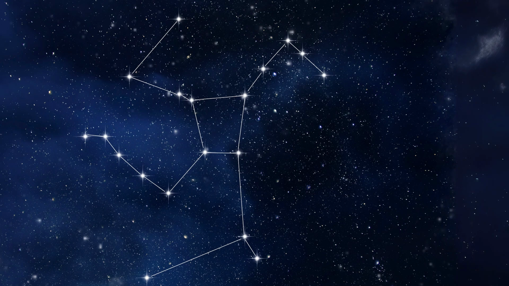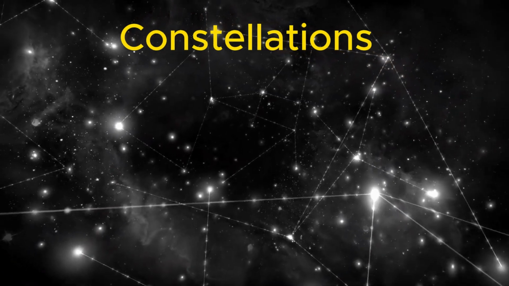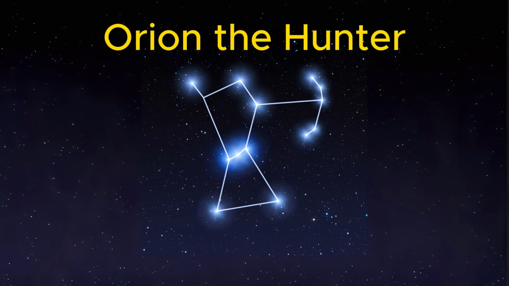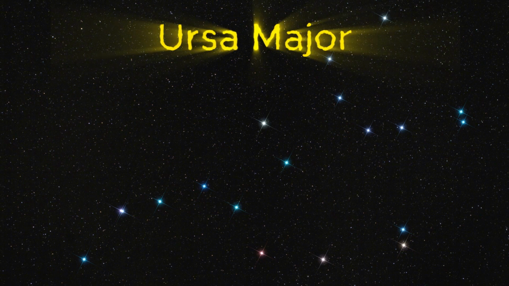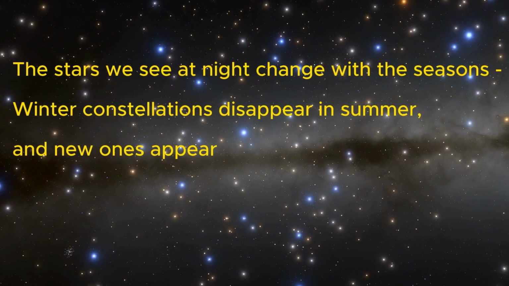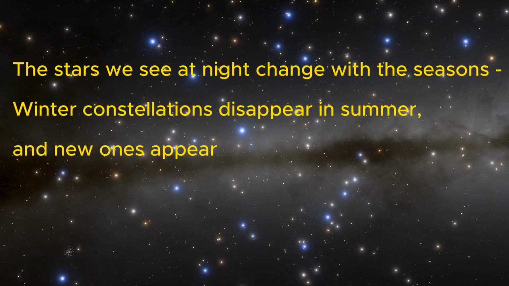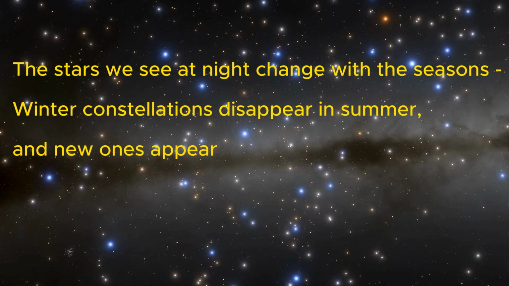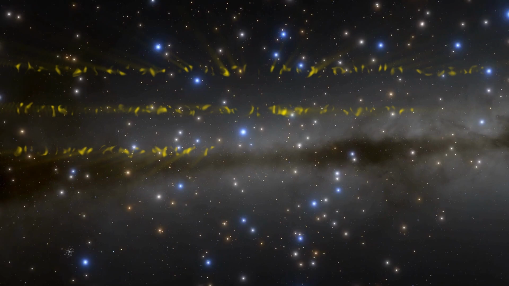A group of visible stars forms a pattern called a constellation. Some of the most famous constellations are Orion the Hunter and Ursa Major, the Great Bear. You can find them at certain times of the year. Because Earth moves around the Sun, the stars we see at night change with the seasons. Winter constellations disappear in summer, and new ones appear. Learning constellations is like reading a storybook written in the stars, one that changes every night.